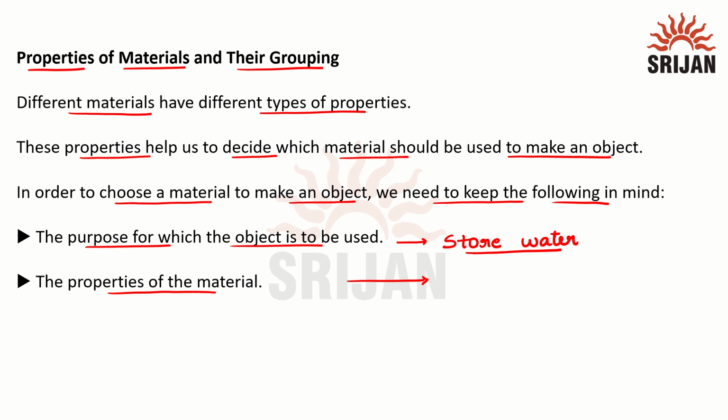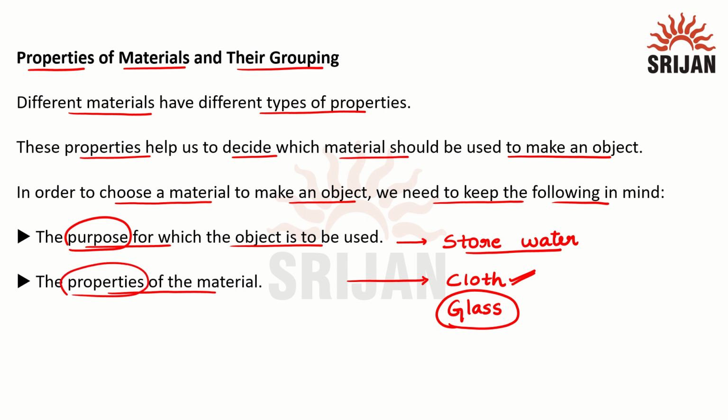If I give you an option between cloth and glass, which one would be better suited to store water? Obviously, it will be a glass tumbler or a container, because if you store water in cloth, there are tiny pores in the cloth and water will drip away. So the purpose will decide which material or which property of a material can be used to make sure that the object serves the purpose.